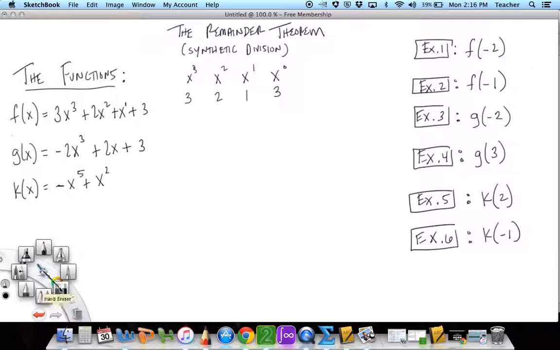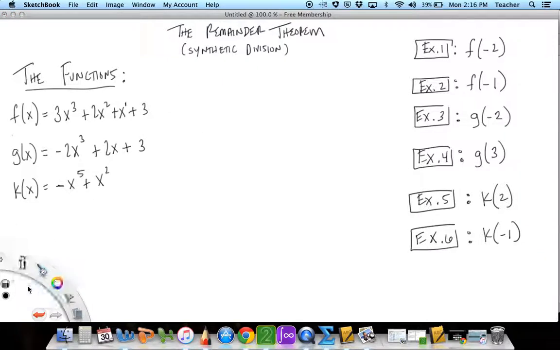I should have drawn this over a little bit further. I'm just going to quickly draw it over here to give me a little bit more room to work. So we have x to the third, x squared, x to the first, and x to the 0. And I have, let's see, 3, 2, 1, and 3. I got these numbers because these are the numbers that are in front of each of these terms, also known in mathematics as the coefficient.